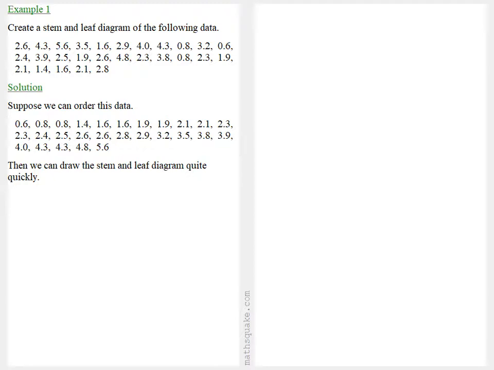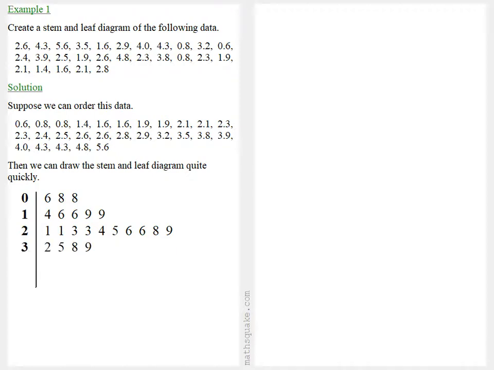We can simply write 0 followed by 688, 1 followed by 46699, 2 followed by 11334, 56689, 3 followed by 2589, 4 followed by 0338, and 5 followed by 6. But the key is very important here. In the key it explains that 1 bar 4 actually means 1.4.